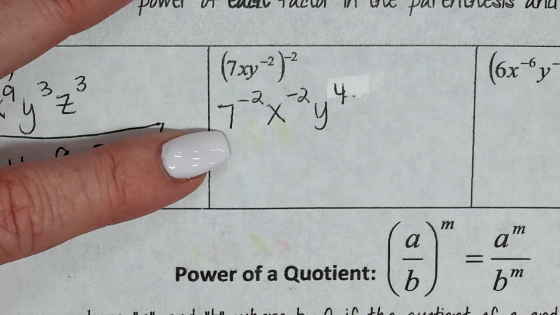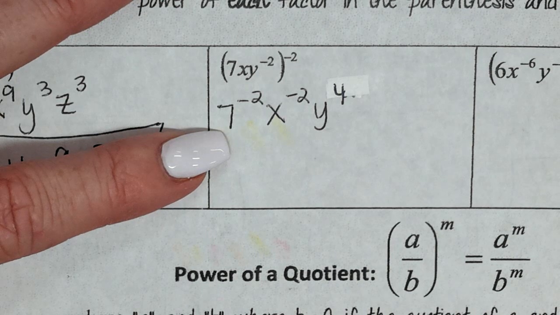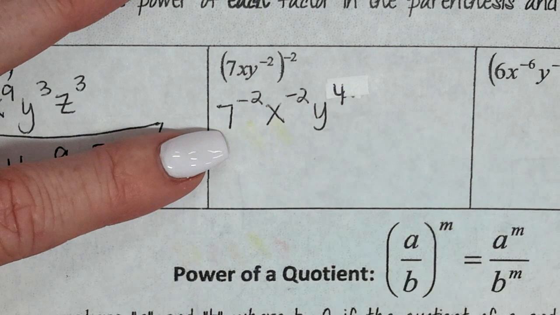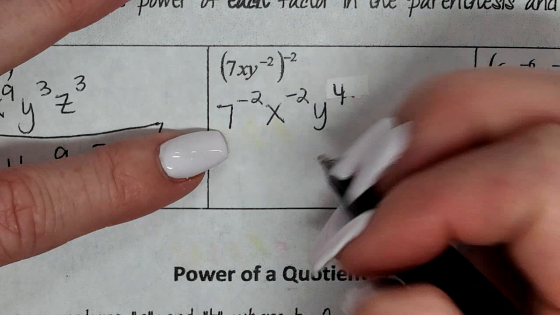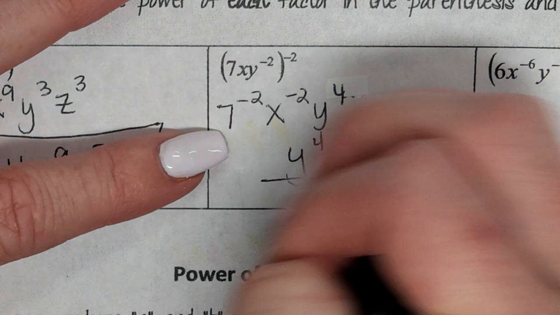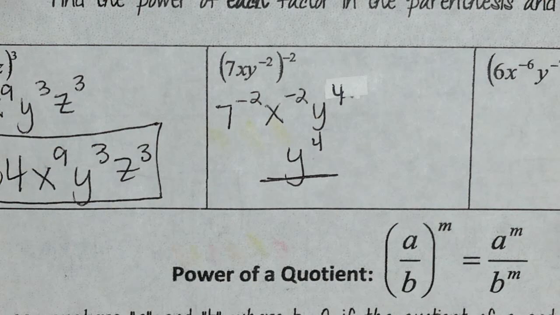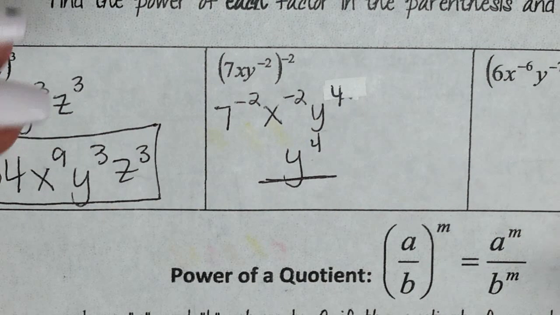All right, let's deal with our negative exponents. What do we do with negative exponents? Move them to the bottom. So what's the only thing that's a positive exponent? Y to the 4th is going to go on top. 7 squared. Now, when you move them to the bottom, you get rid of the negative sign.